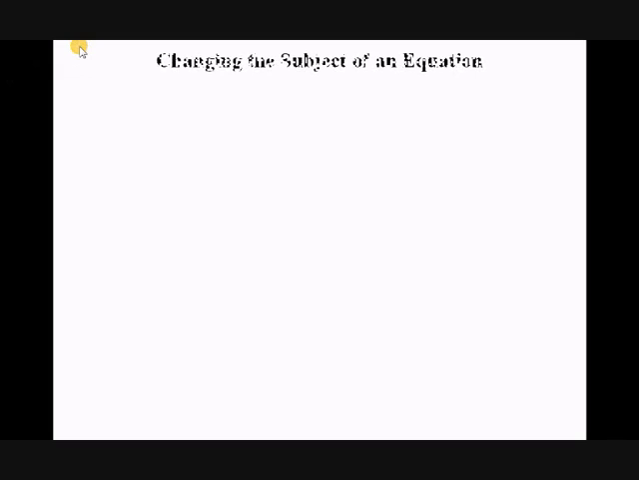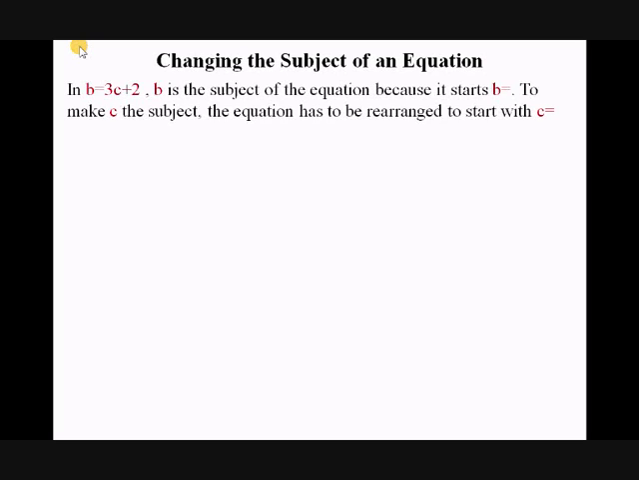Changing the subject of an equation. First of all, we need to define the term subject. In this equation, b equals 3c plus 2, b is the subject because the equation starts b equals. To make c the subject, we need to rearrange the equation to start with c equals.